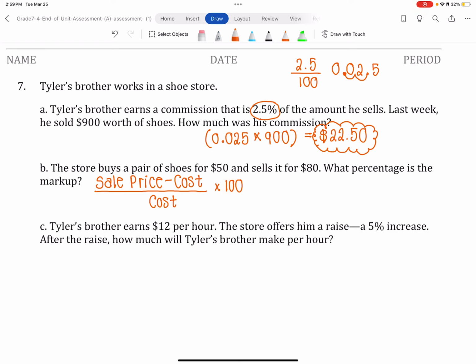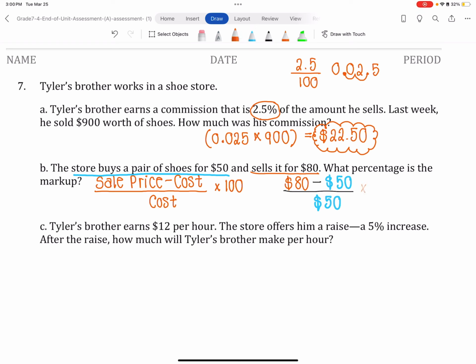So this formula is very similar to the percent error formula. We're thinking about some kind of sale price as almost like a measured value. And the sale price is $80. He sells it for $80, it says it right here. And the store buys it though for $50. So you can think about $50 as almost like the true cost of this. And then we're going to divide it by the true cost, or that $50. And we're going to multiply by 100.